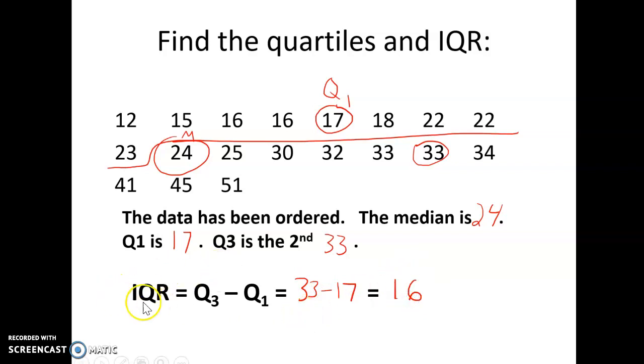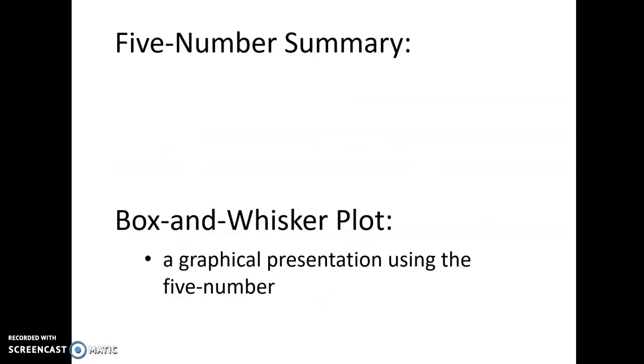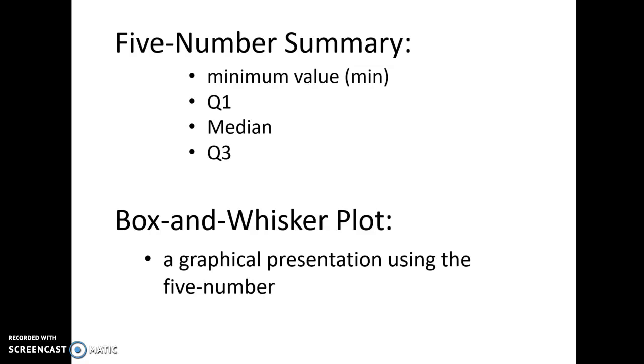So that talks a little bit about variability. It's also very important in finding outliers, which we will talk about here in a couple minutes. 5-number summary. You need a minimum value, a first quartile, a median, a third quartile, and a max. Box and whisker plot is when you take those 5 numbers and you make a graph out of them. A graphical representation.